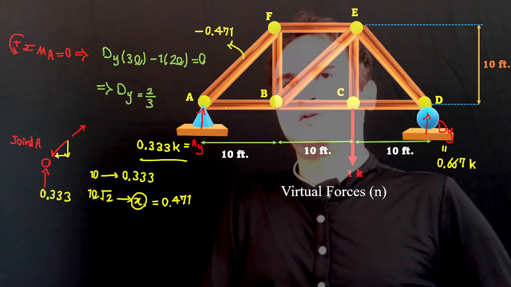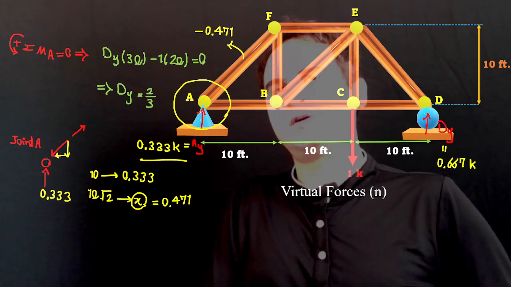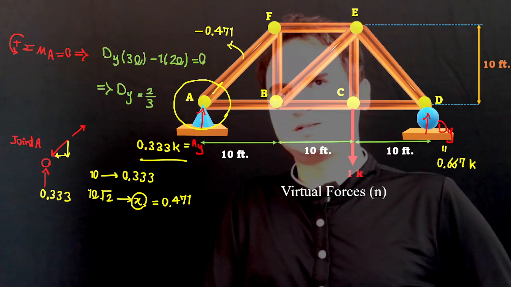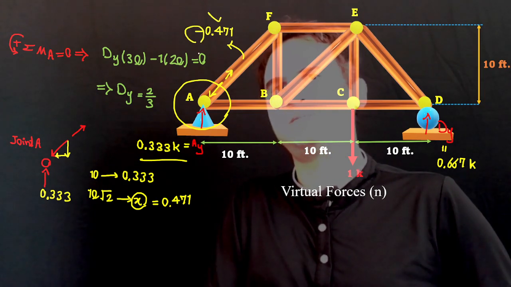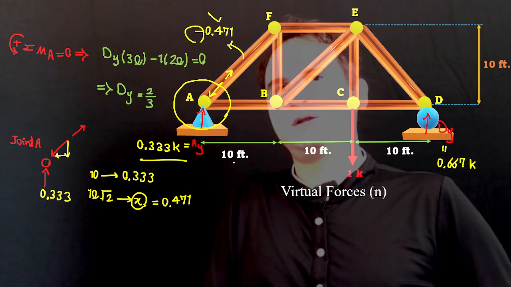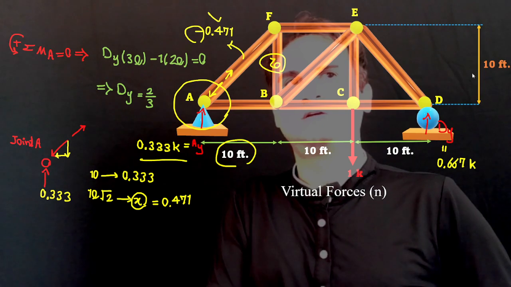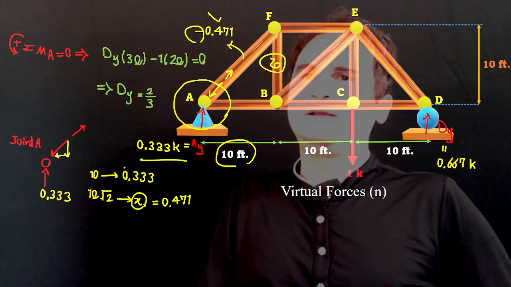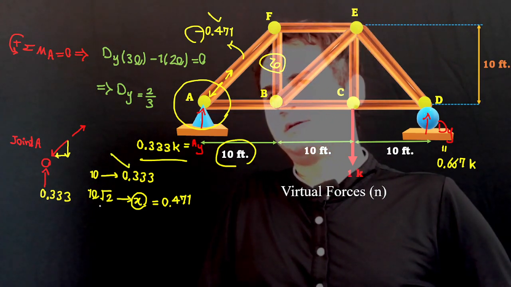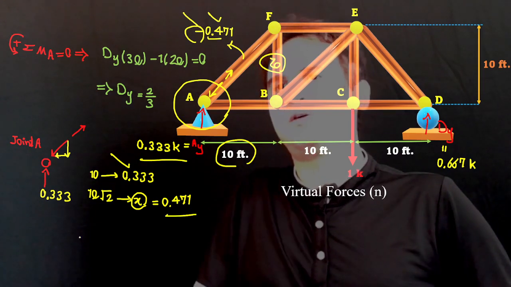Then go with the same approach for joint A. If AY is upward, it should be cancelled out by a downward push, and that push creates a push in the member, so definitely it's a compression member. Again, the length is 10 feet, this is also 10 feet, this is also 10 feet, so with the help of 10 feet we go for 0.3 times 10 square root 2, which is equal to this number, which we have over here.